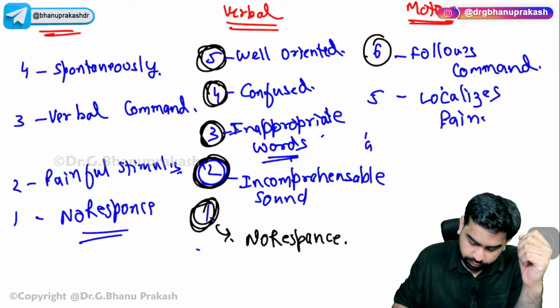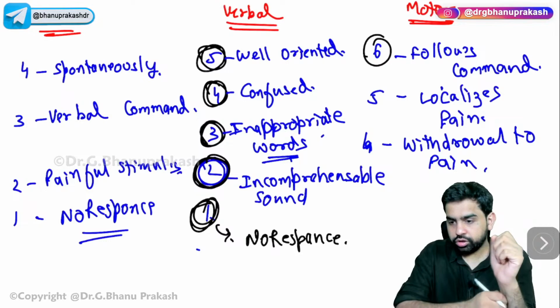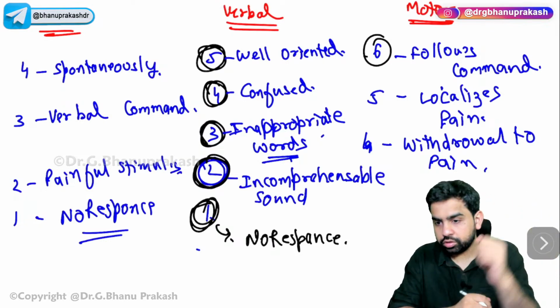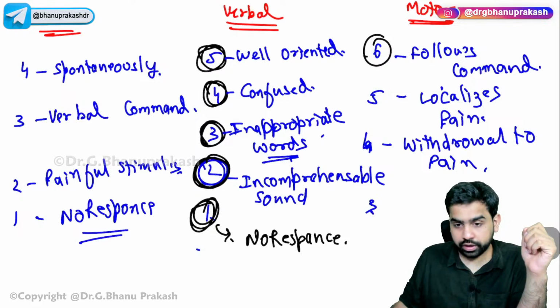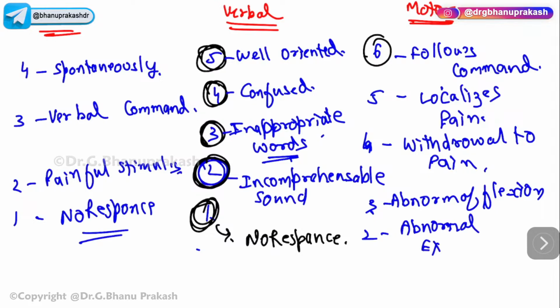Then we have the motor response of 4. This is withdrawal to the pain. When you give the painful stimulus to the patient, the patient takes the hand back. This is called withdrawal to the pain. Then we have the motor response of 3. This is abnormal flexion, and then there is abnormal extension. Motor response of 2 is abnormal extension, and motor response of 1 is no motor response. Okay, I hope you're able to understand.